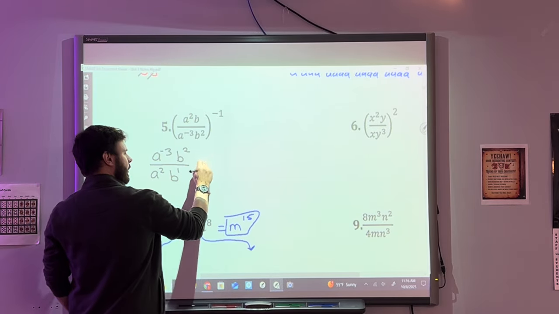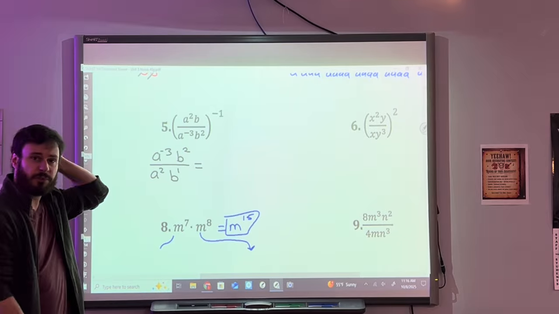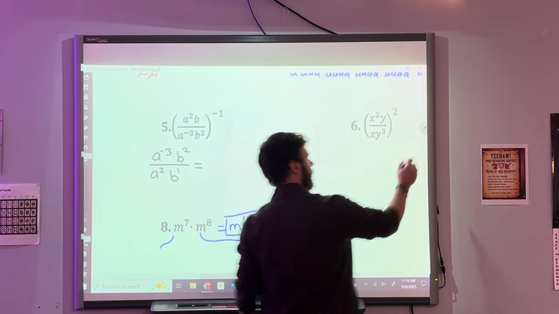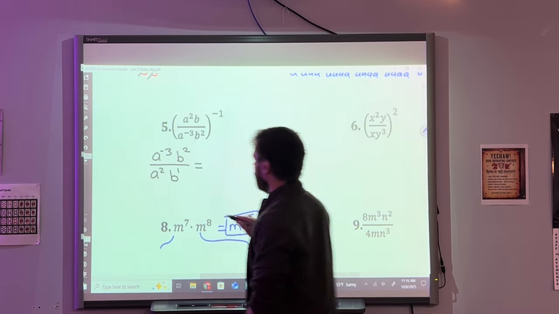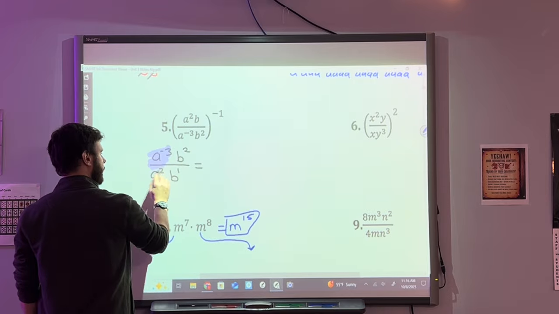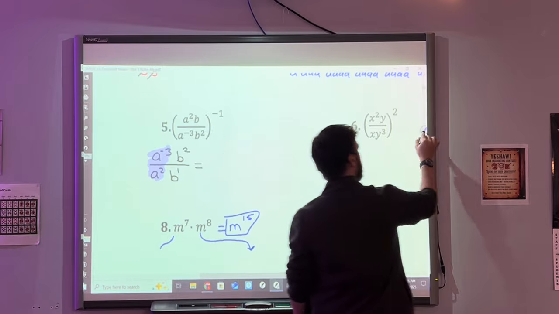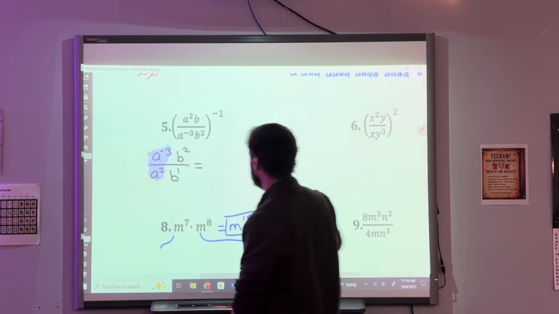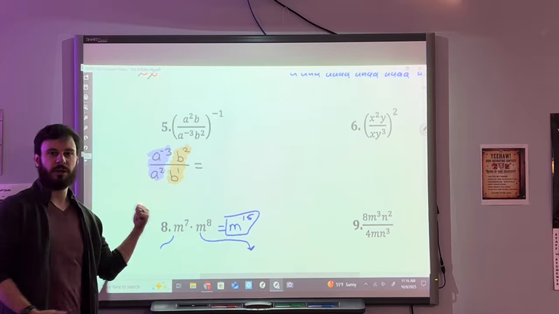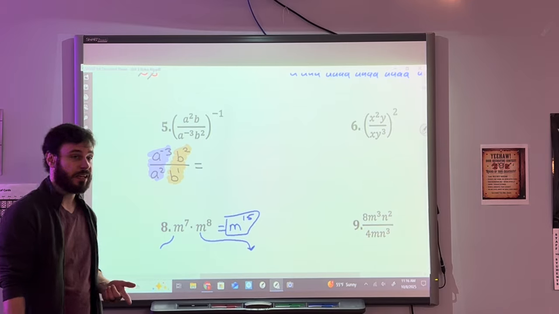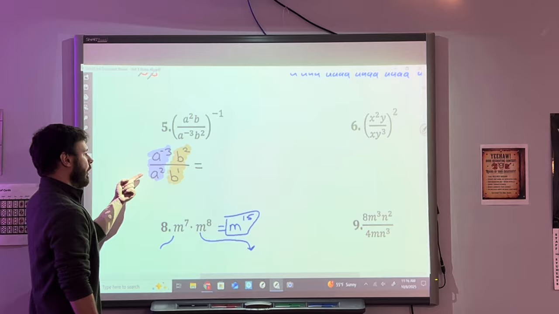Okay. Now, we can simplify this by keeping everything in its lane. A's with A's, B's with B's. So, looking only at the A's and looking only at the B's, I need to simplify, which means I need only one instance of A and one instance of B in my final answer. Okay, I got a fraction.